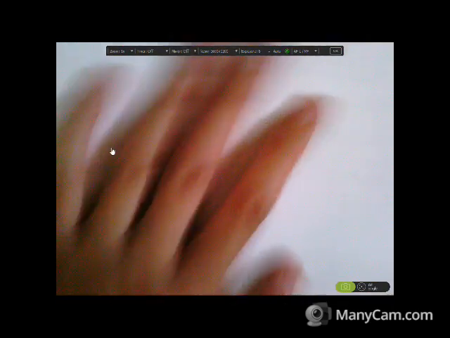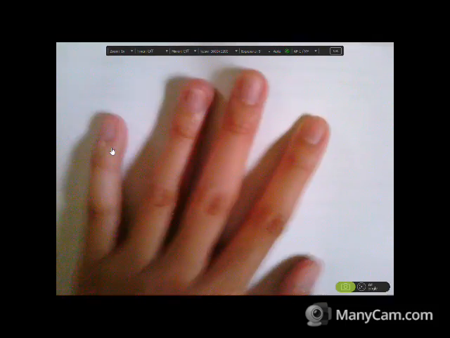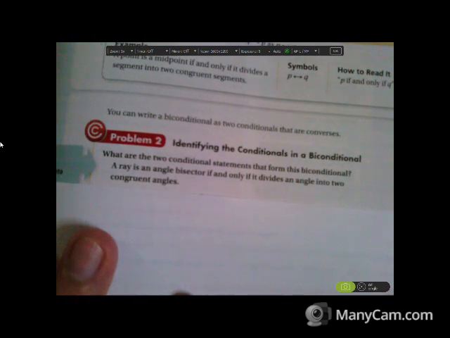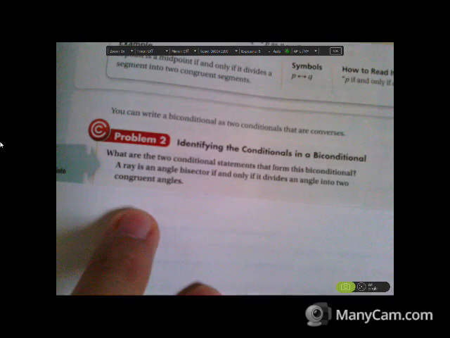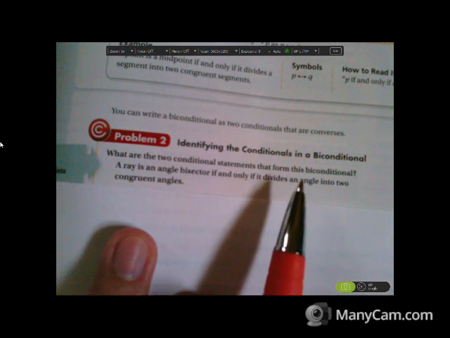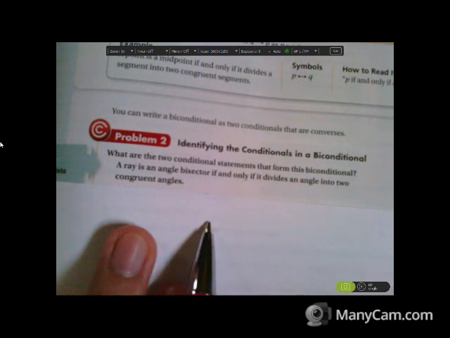Alright, moving to problem 2. What are the two conditional statements that form this biconditional? A ray is an angle bisector if and only if it divides an angle into two congruent angles. So what are the two conditional statements that form this biconditional? That means that we need the original statement and the converse.